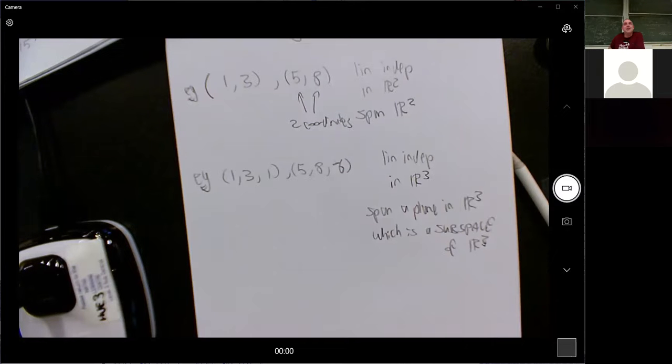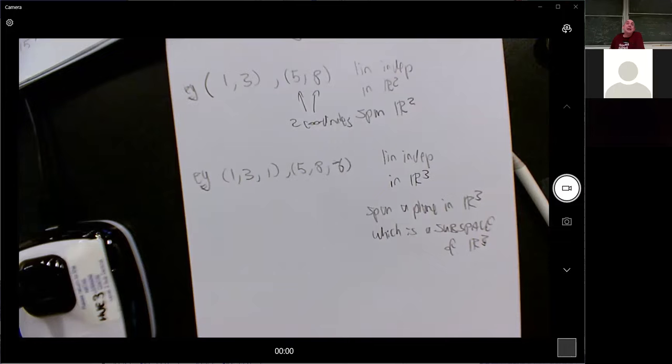A line, as long as it contains the origin, is a subspace of any R whatever that it's in. So a line in R2 is a subspace of R2. A line in R3 is a subspace of R3, but it has to go through the origin because a subspace has to have the origin in it. That's one of the rules. But also, it has to contain every linear combination of the vectors that are in it, and the 0 vector is always a linear combination of anything you want because it's 0 of this plus 0 of that plus 0 of that. So that's what subspaces are supposed to do.